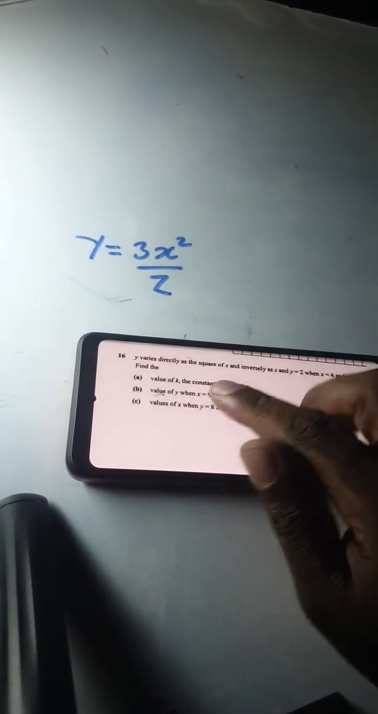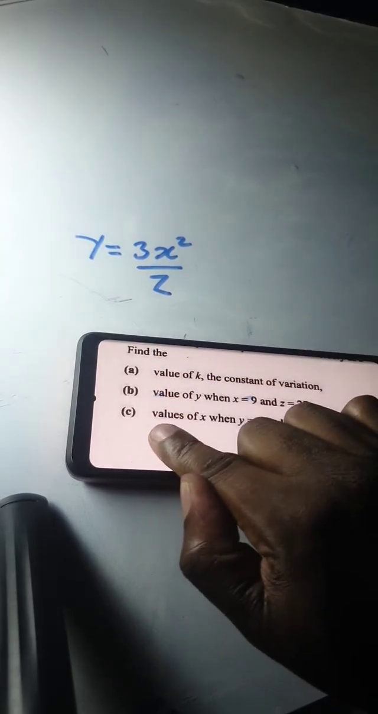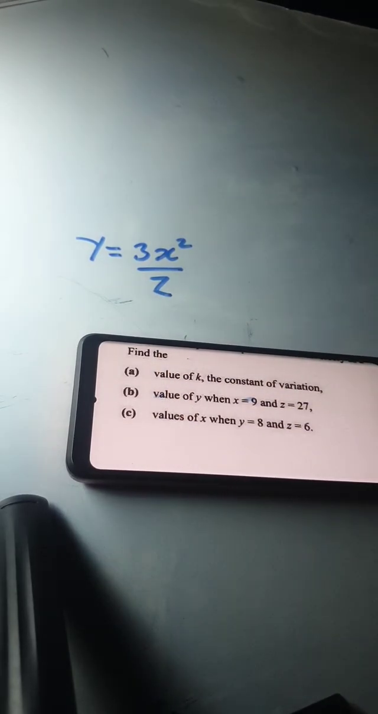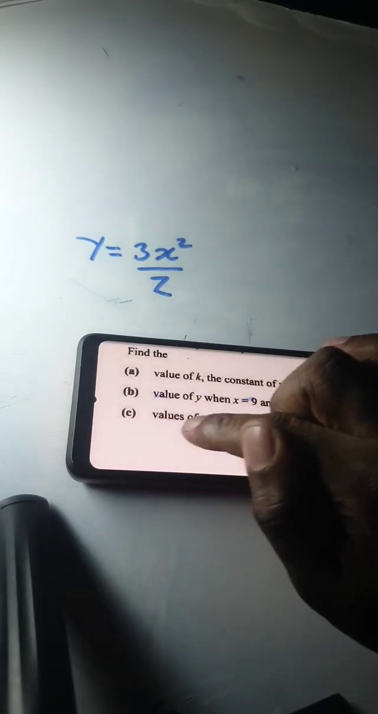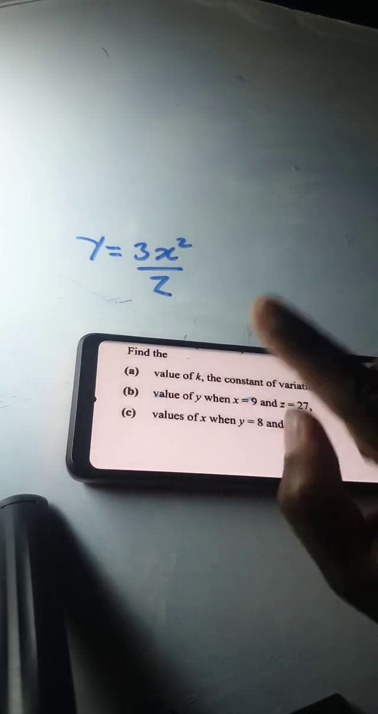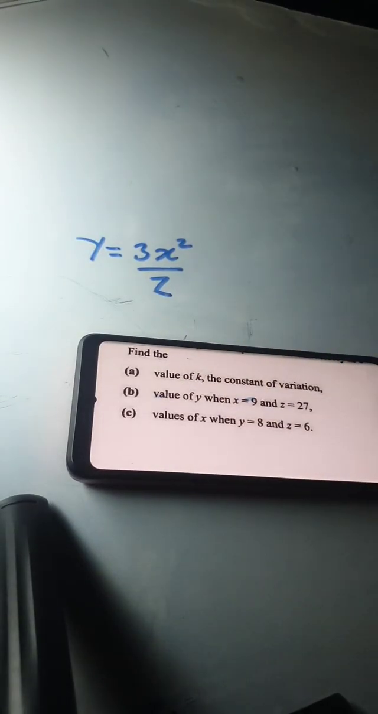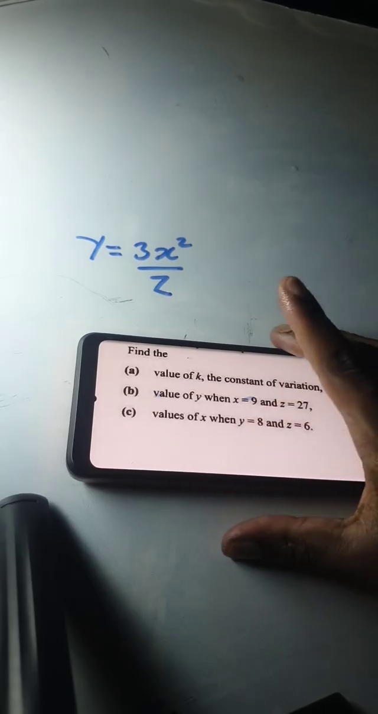What you should also observe is that all this time they have been saying value, but this time around they're saying values. So it says find the values of x, meaning that we need to find two answers for x, where our y is 8 and our z is 6.